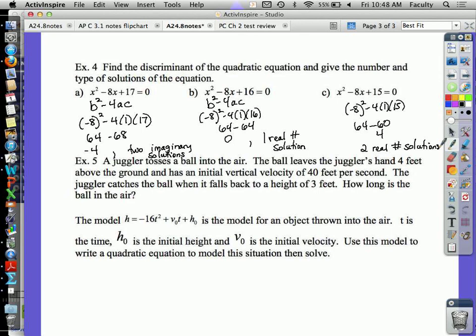So the model, h equals -16t squared plus v sub 0 t plus h sub 0, is the model for an object thrown into the air. t is the time, h sub 0 is the initial height, and v sub 0 is the initial velocity. Use this model to write a quadratic equation to model this situation, then solve. All right, does somebody want to attempt to plug the information in to the equation?